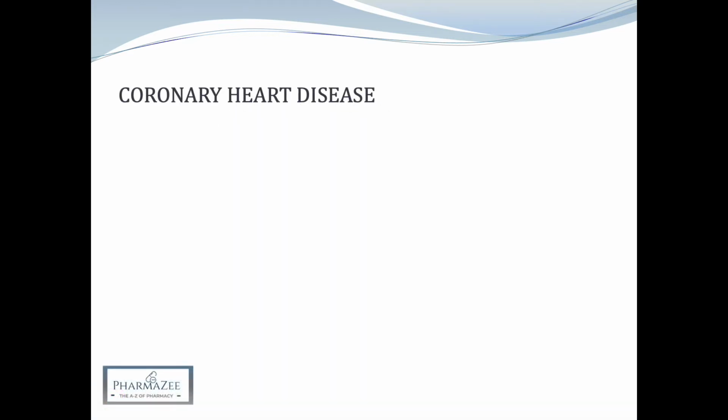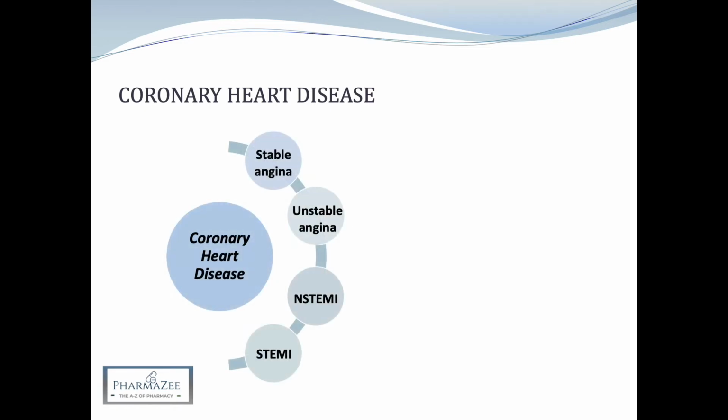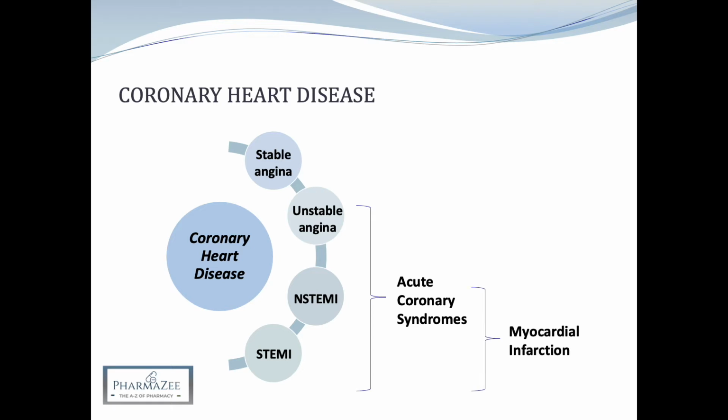Coronary heart disease is one of the UK's leading causes of death and is responsible for around one death every 8 minutes. It can be classified into 4 categories, so there's stable angina, unstable angina, NSTEMI and STEMI. The latter 3 are known as acute coronary syndromes, which is what we're focusing on today, and NSTEMI and STEMI are known as myocardial infarction with or without ST segment elevation.